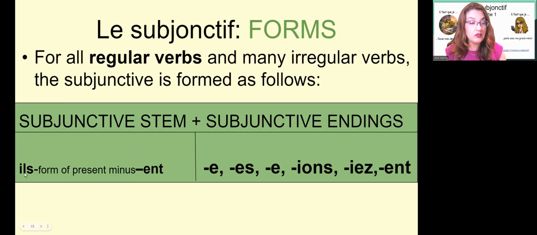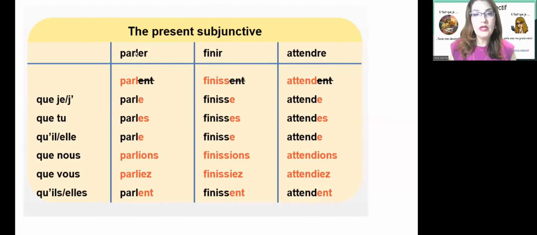We start with the ils form in the plural of the present tense conjugation, minus ent. So ils form of the present, minus ent. That gives us the stem, and then we add es, ions, iez, ent. So we're looking at the present subjunctive of parler, finir, attendre: to speak, to finish, and to wait.